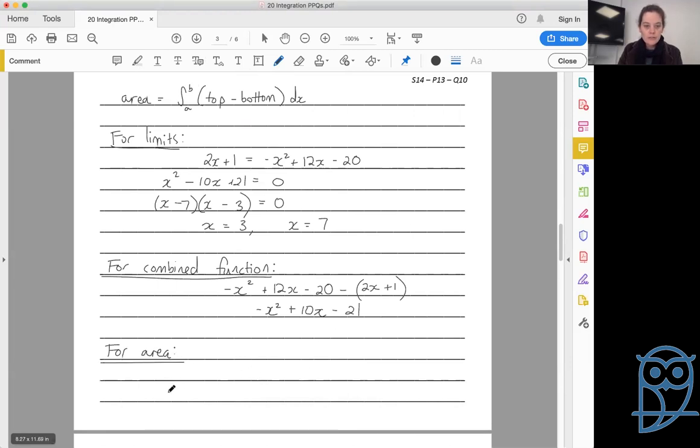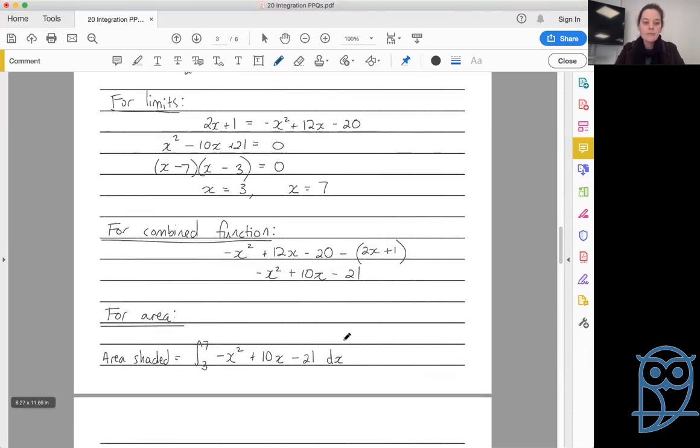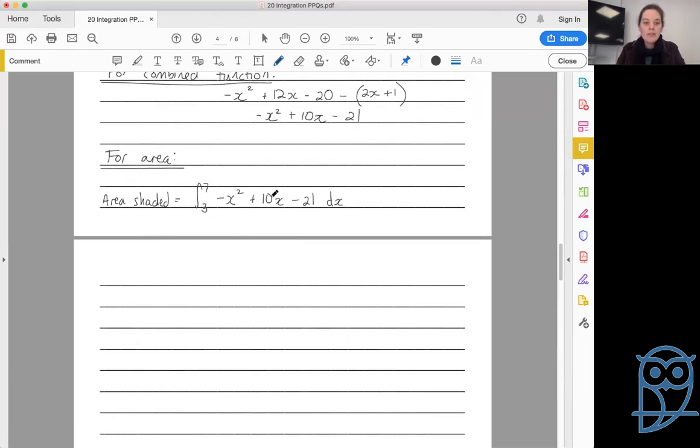we now know that we need to give ourselves some space for this one. Area shaded equals the integral from 3 to 7, our limits, of minus x squared plus 10x minus 21 dx. So we have our function, we have our limits, we have our dx. Everybody's already in calculus format, so we can go straight into our integration, which means we go straight into our square brackets.